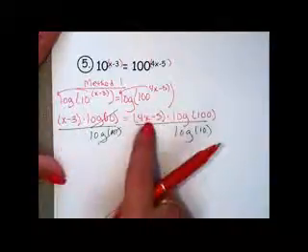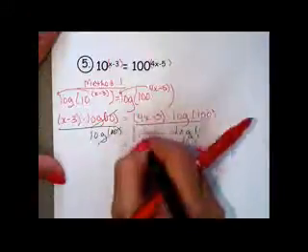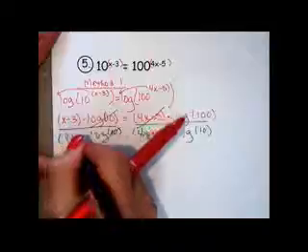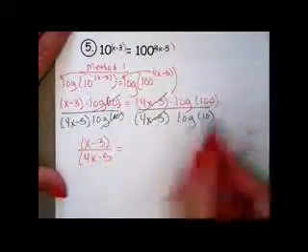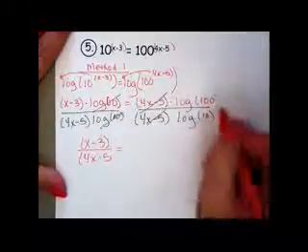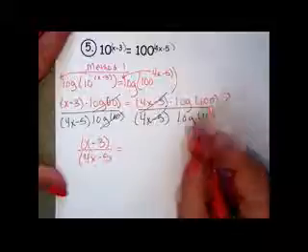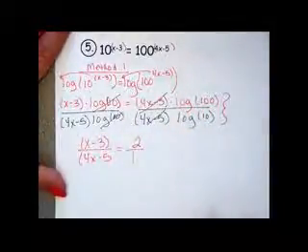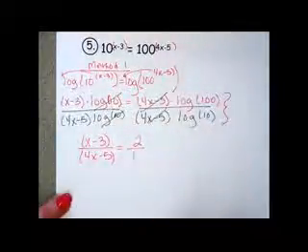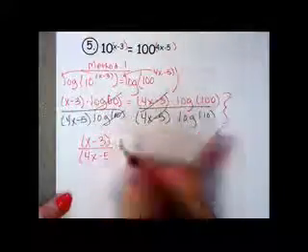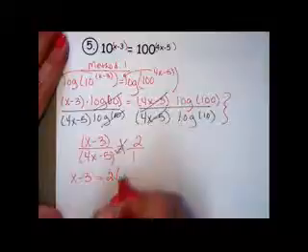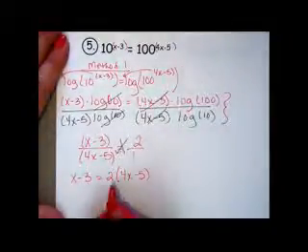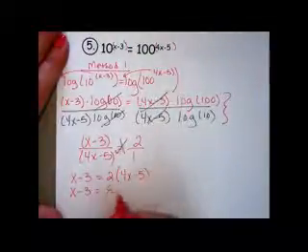I want my x's together on the left. So I need to get rid of this 4x minus 5. So I'm going to divide by 4x minus 5 on both sides. So let me rewrite what I have now. Now I have x minus 3 divided by 4x minus 5 equals log of 100 divided by log of 10. If you calculate this, log of 100 divided by log of 10, you get 2. Well, if I put that over 1, now I just have a proportion. How do we solve a proportion? We cross multiply. So x minus 3 times 1 is x minus 3 equals 2 times 4x minus 5. So we go ahead and distribute. X minus 3 equals 8x minus 10.